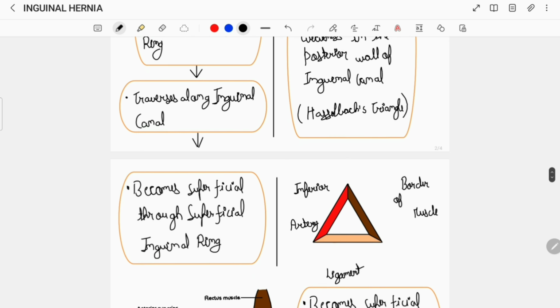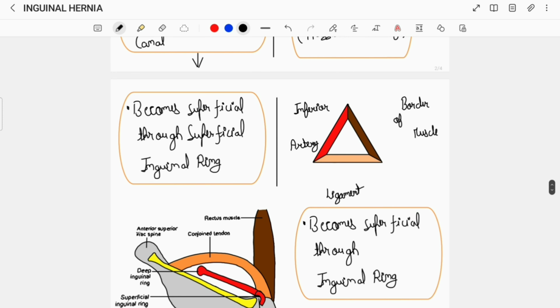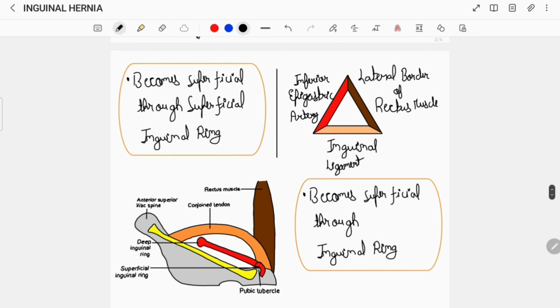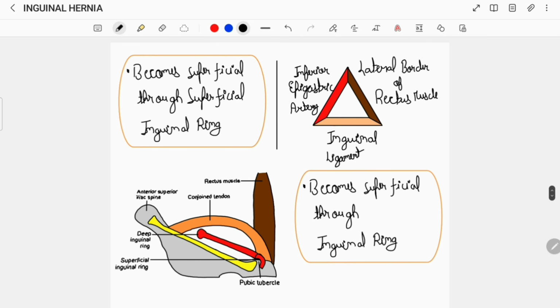The boundaries of Hasselbalch's triangle are as follows. Medially, it is bounded by the lateral border of the rectus muscle. Laterally, it is bounded by the inferior epigastric artery, and below, it is bounded by the inguinal ligament. After this, the direct inguinal hernia also becomes superficial through the superficial inguinal ring.